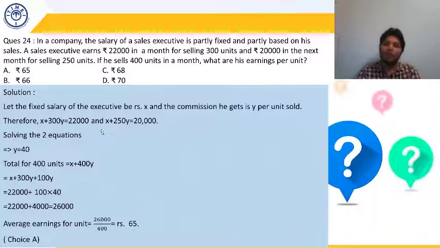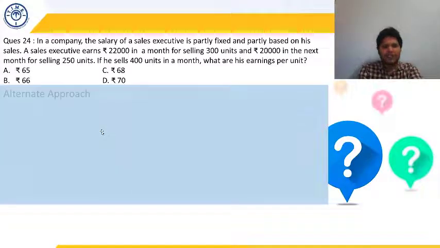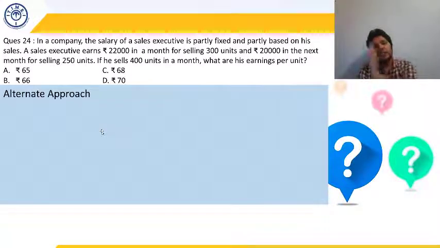We can solve such kind of question directly also. So let's look at an alternate approach to solve such question. So what is this approach? According to the question, I am getting 22,000 rupees if I sell 300 units, and I am getting 20,000 rupees if I sell only 250 units.